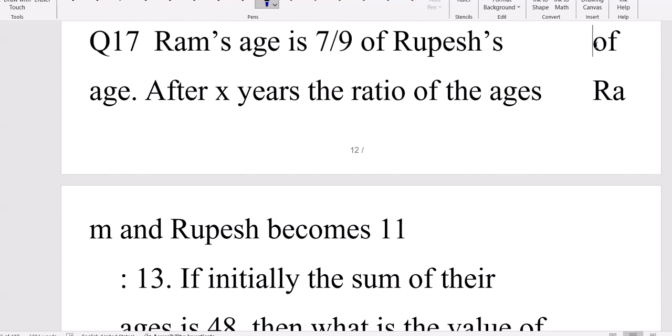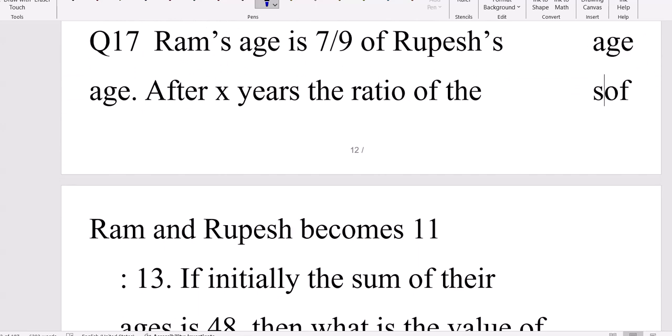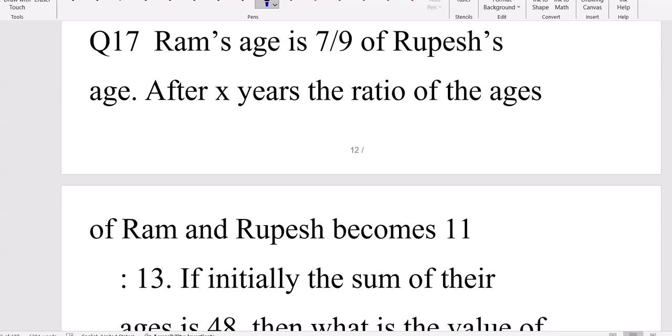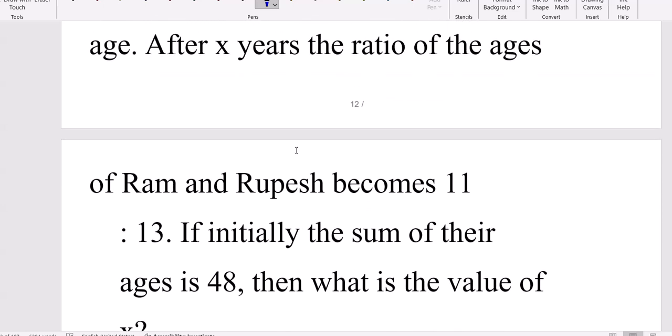So Ramesh's age is 7/9 of Rupesh's age. After X years, the ages of Ram and Rupesh become 11 and 13. If initially the sum of the ages is 48, then what is the value of X?